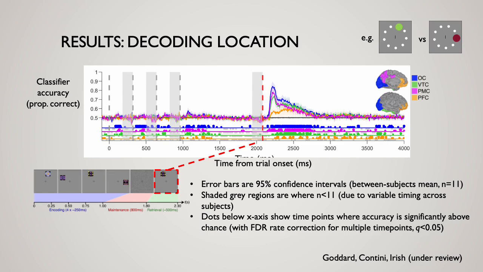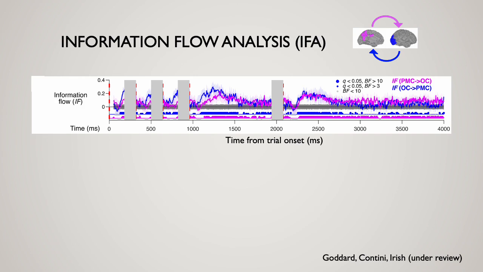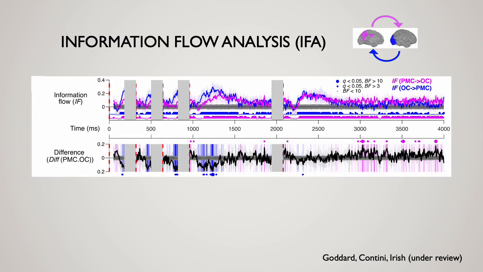We also have similar time course data for decoding of stimulus identity, which was lower overall, but in the interest of time, I'm going to move straight on to the information flow analyses. Here you can see the information flow between PMC, our main region of interest, and occipital cortex, across the different task phases. The dark grey shows a null distribution of values where we ran the analysis on data with shuffled trial labels. As before, we looked at the difference between these 2 directions of information flow.